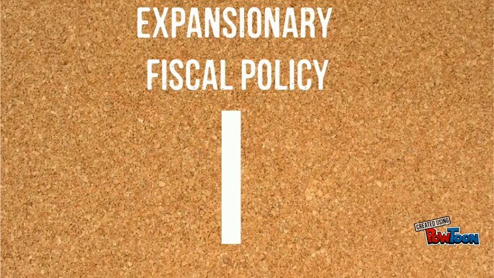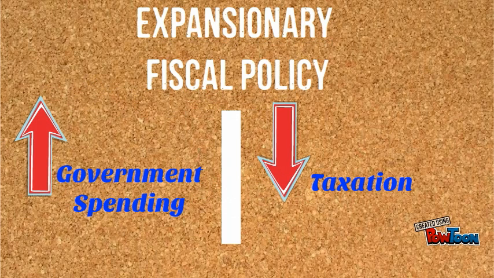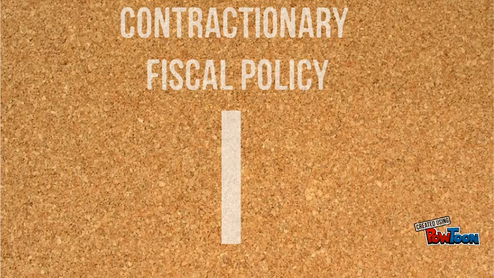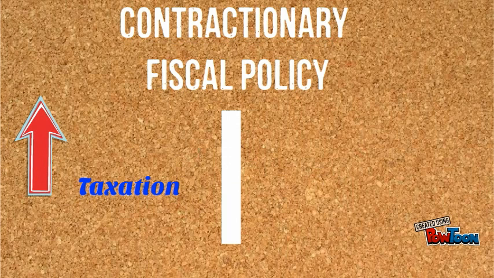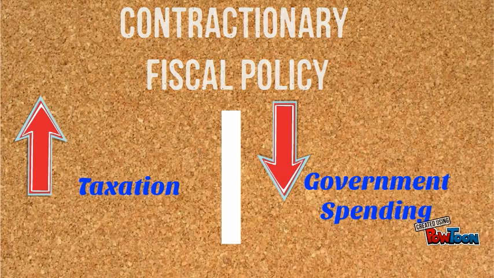Expansionary policy is used to increase aggregate demand. In expansionary policy, Congress can increase government spending, decrease taxation on the nation, or both. The other policy is contractionary policy. Contractionary policy is used to decrease aggregate demand. In this policy, Congress can increase taxation on the nation, decrease government spending, or both.